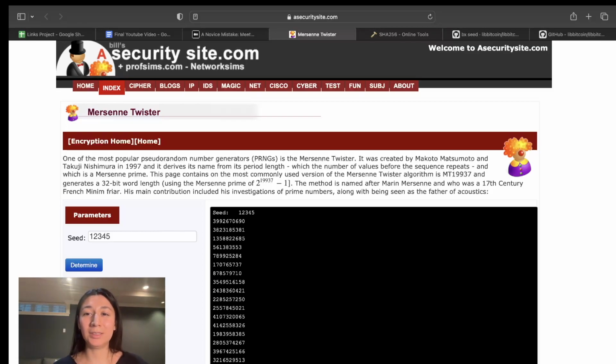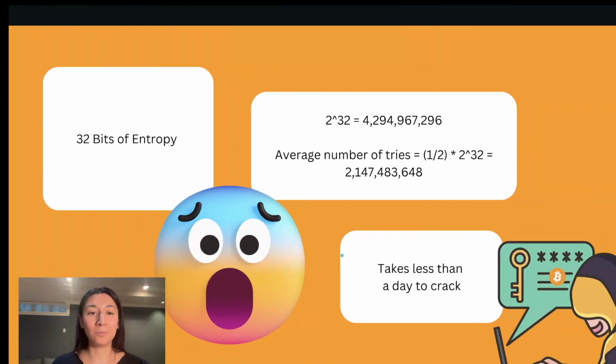So that essentially means that it only uses 32 zeros and ones, which, if we do the math, is actually really easy to brute force. 32 bits of entropy, oh my gosh. Sorry, this little icon is saying, oh my gosh. You take 2 to the power of 32, because each bit is either 0 or 1, and you get, what is that, 4 billion and whatnot guesses, which is actually not that bad. It takes less than a day to crack.